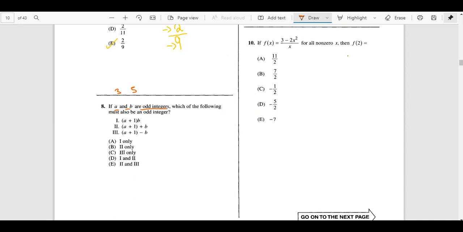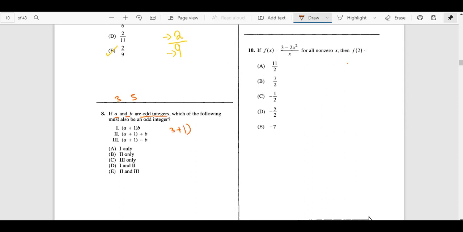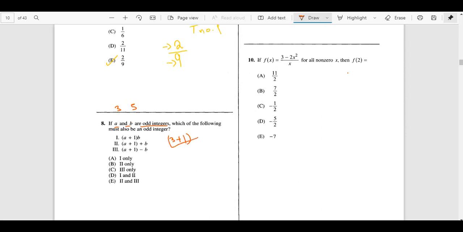Now you're doing A plus 1, let's say 3 plus 1, that is basically 4 into 5, right? So this is whenever you multiply an even number with an odd number, because 3 plus 1 is going to be an even number. So obviously you are going to get 20. This is 20. So obviously this is an even integer. So I cannot be the option. So A cannot be the answer and B cannot be the answer.